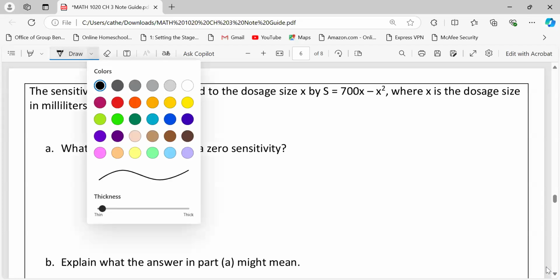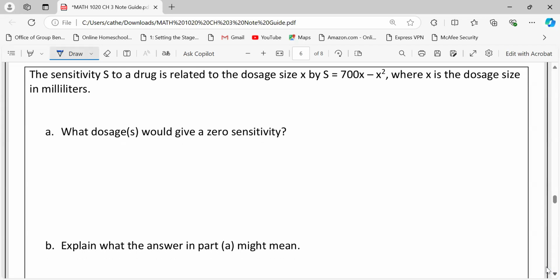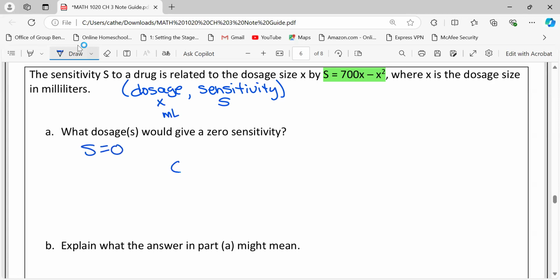All right, let's see. We have drug sensitivity here. So this question came out of the textbook. It's a little weird. Anyway, the sensitivity to a drug is related to the dosage size, X. So we have dosage and sensitivity. So that's going to be X and S. X is the dosage size in milliliters. What dosage or dosages would give a zero sensitivity? So S is equal to 0.